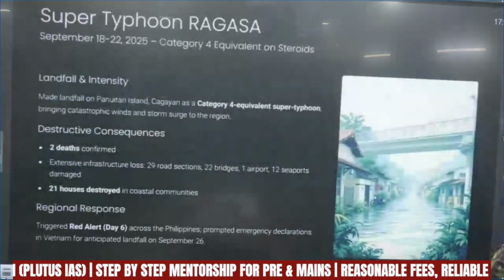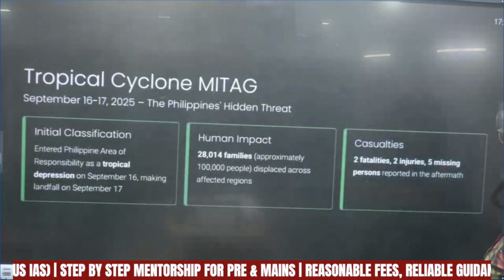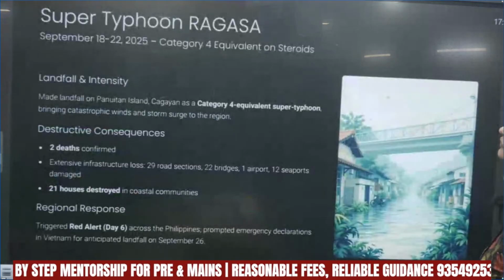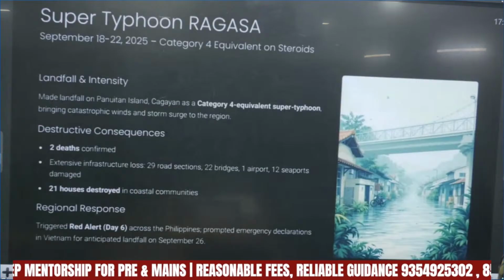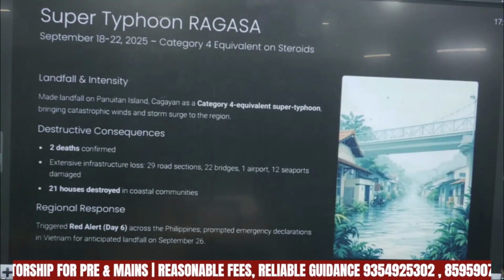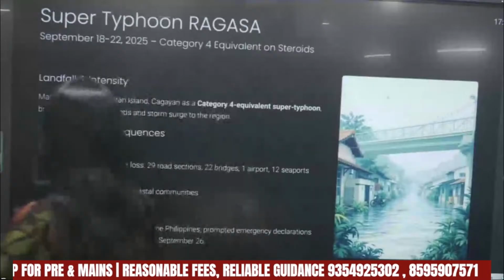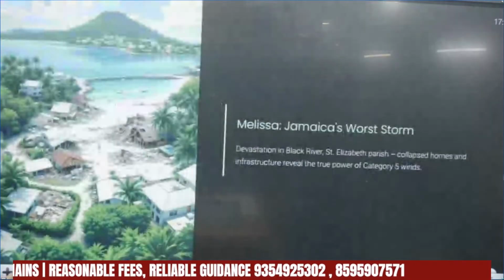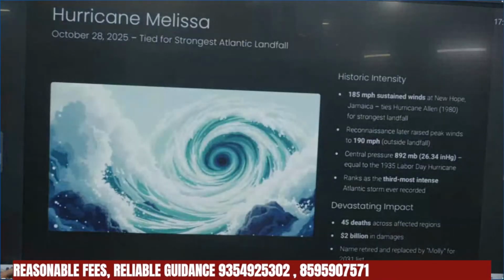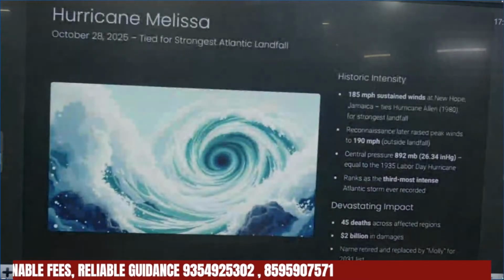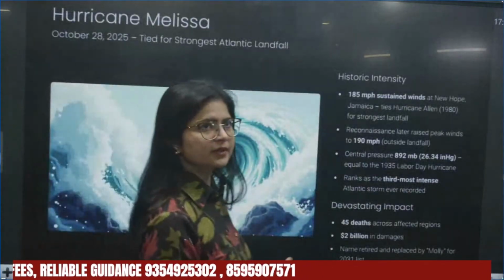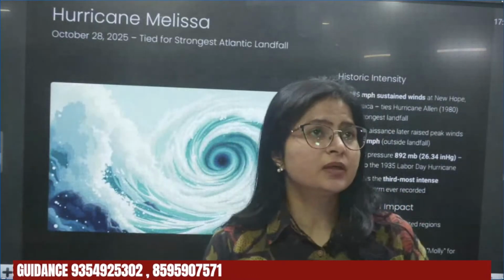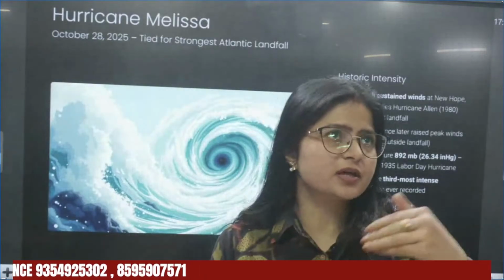Further moving into the next stage, I'll be giving you some examples from the real incidents which have happened. Now this is Super Typhoon Ragasa, and then we are having this Mitag. So all these cyclones which have come recently, let's have a discussion on them, because it will give you some idea of how the cyclones have been formed. And you can also read and take down the data if you require.